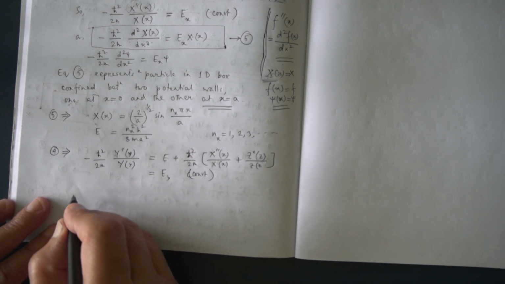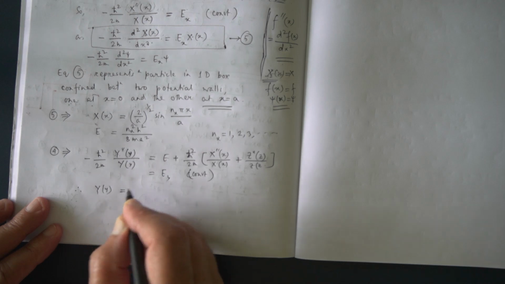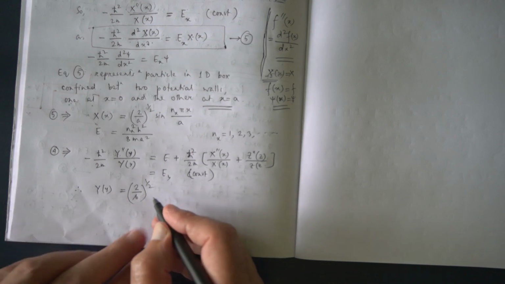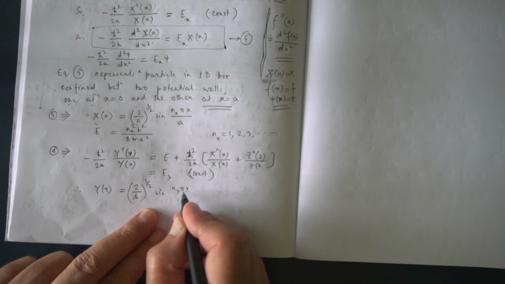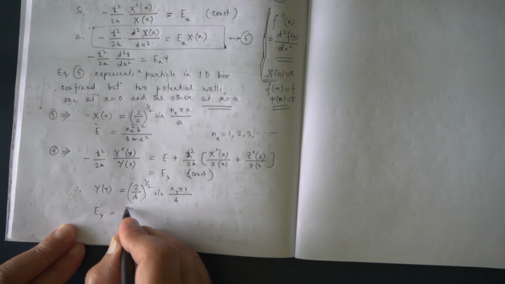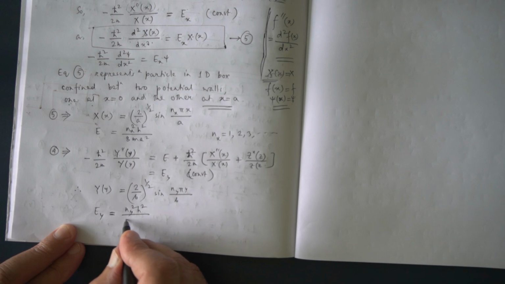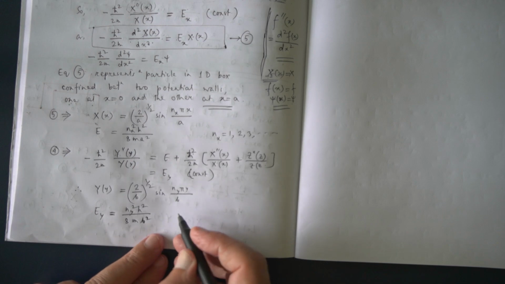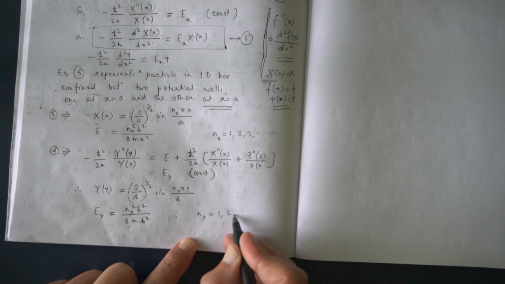So we can use the similar result: psi of y equals (2 by b) whole to the power half sine(ny pi y by b), and Ey equals ny square h square by 8 m b square. Again here ny equals 1, 2, 3, etc.